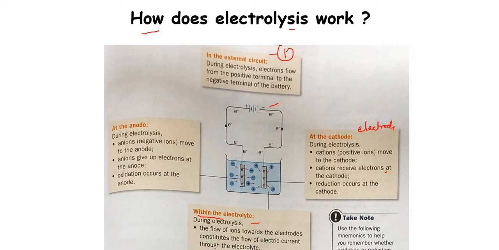In the external circuit, what is happening? During electrolysis, electrons flow from the positive terminal to the negative terminal of the battery. Just now we discussed that the electron is going from this side to this side. So this is one circuit.